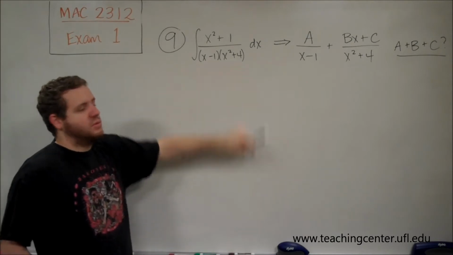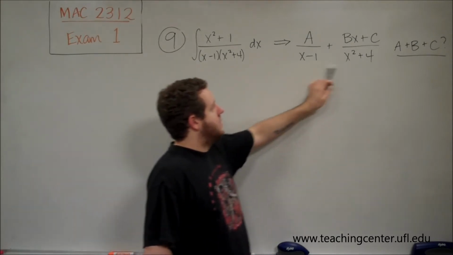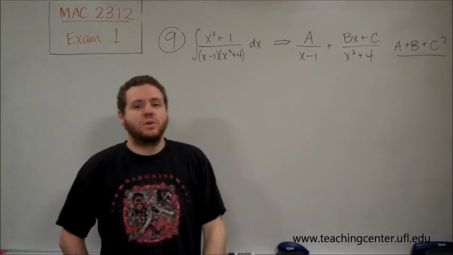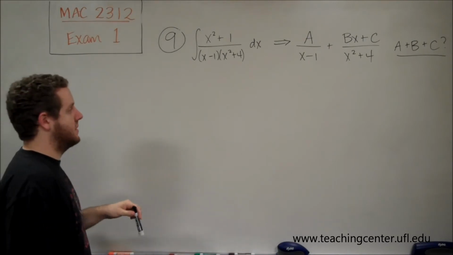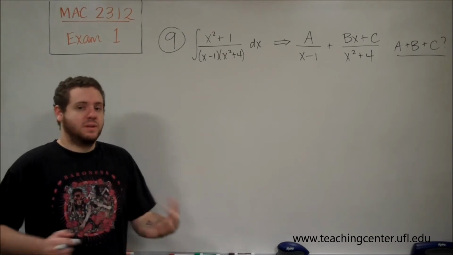Since x squared plus 4 is a quadratic term that cannot be factored, when you put it on the bottom of a fraction for partial fractions, remember that the numerator has to be 1 degree less than that, so it has to be bx plus c, not just a b there. So we're going to start this the same way that we did the previous one.